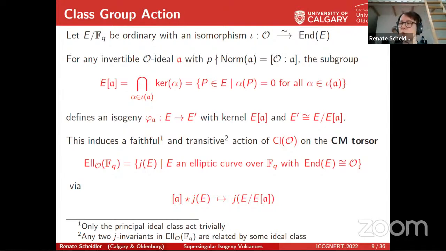Faithful means that only the principal class acts trivially. And transitive means that any two J invariants are related by some ideal. So in particular, this means that this set has cardinality equal to the class number of the order. And this group action is really, really important to pathfinding. It gives it a big computational boost.